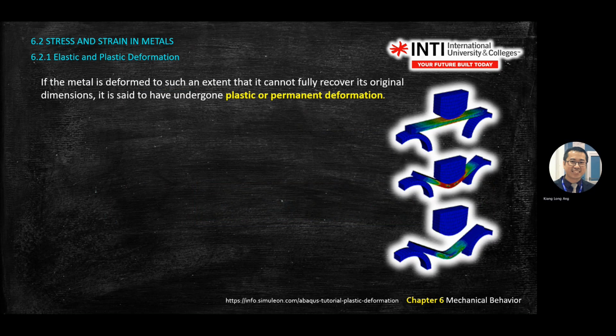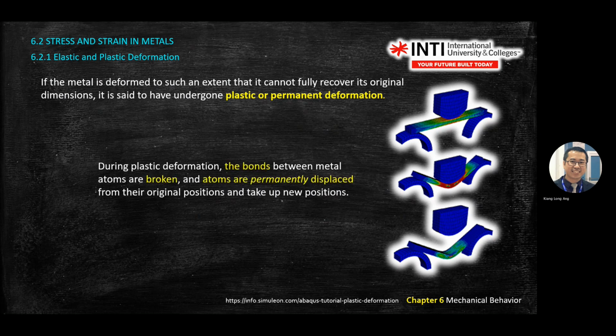Plastic deformation is the one that you see in the simulation on the right-hand side. If you press down and then you remove the force, the object will remain in its final shape. This falls under plastic deformation, or permanent deformation. So you have two types of deformation: elastic, or recoverable deformation, and plastic, or permanent deformation.